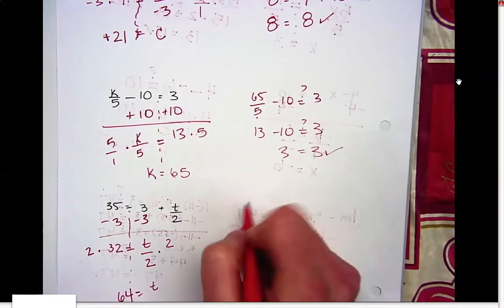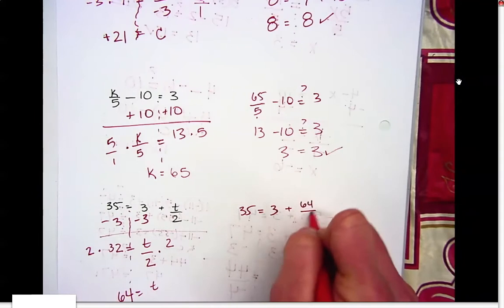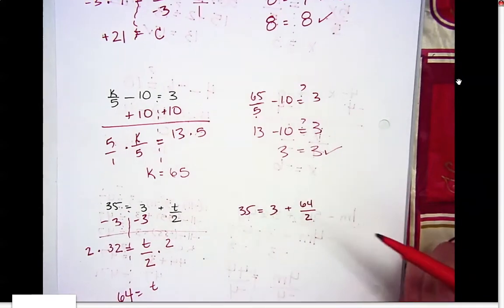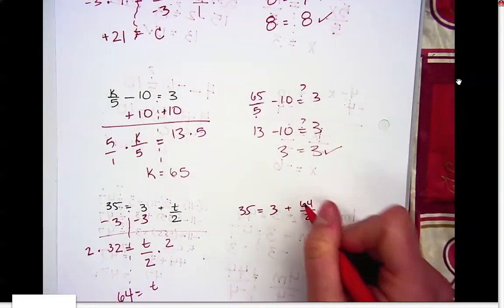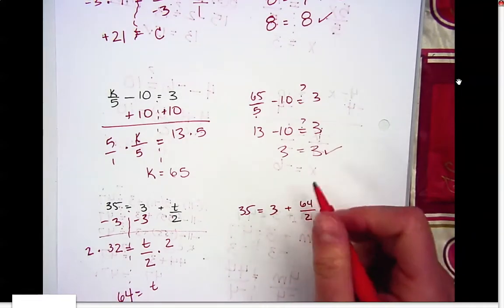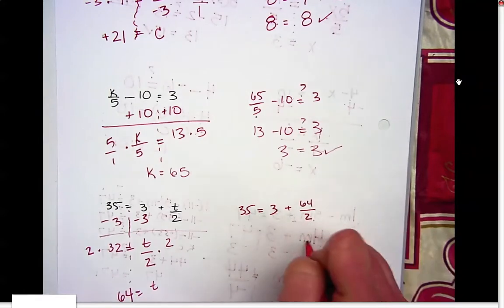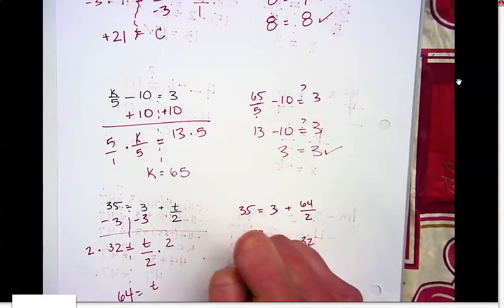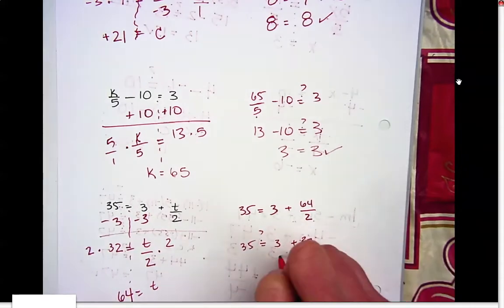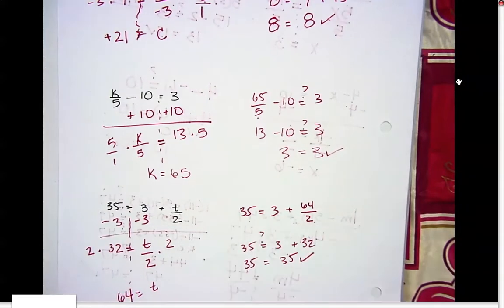So now let me check it. 35 equals 3 plus 64 over 2. All right, I'm going to follow the order of operations now in order to check it. 2 goes into 6 3 times, and 2 goes into 4 2 times, so that's 32. Plus 3, is that equal to 35? 32 plus 3 is 35. So this does work. All right, so there you go.